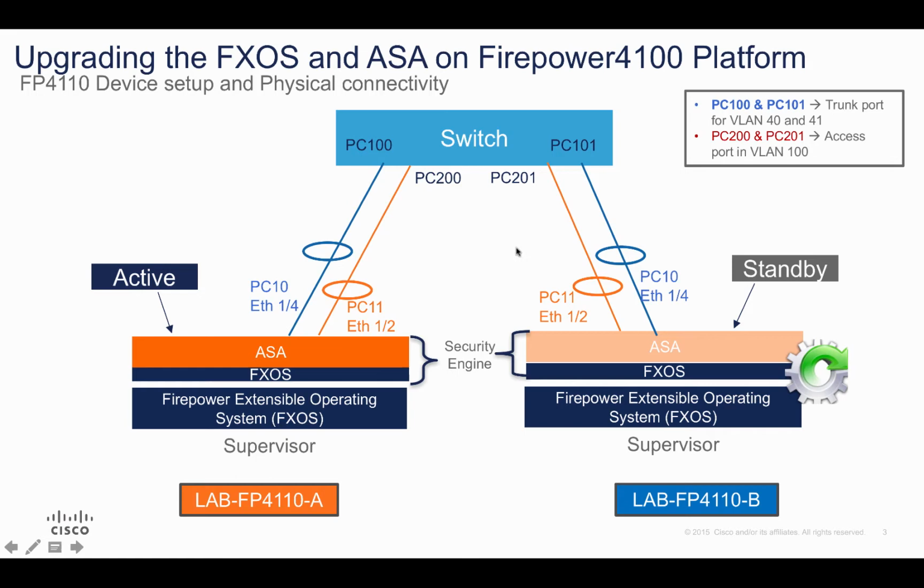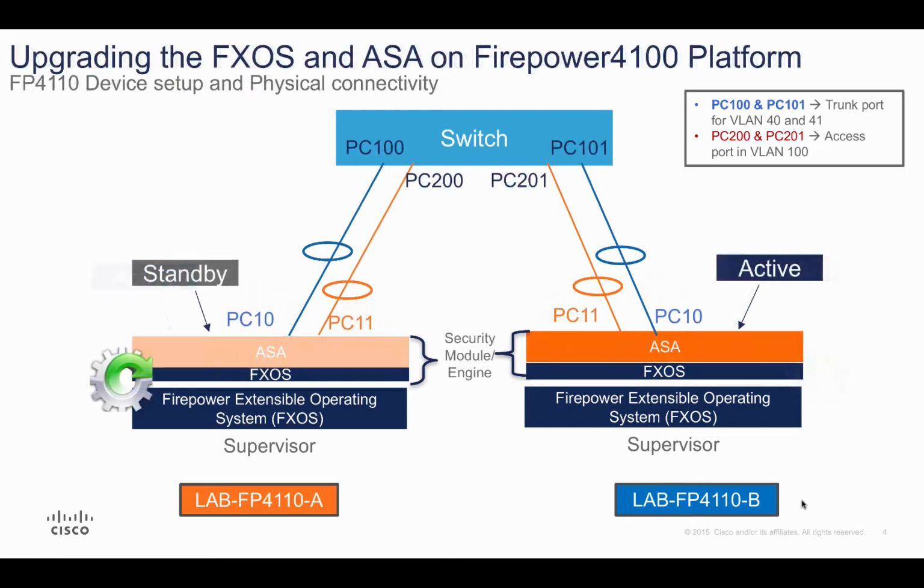So to perform this zero downtime upgrade, we need to first upgrade the FXOS and ASA in the FPR4110 device where the ASA is running in the standby mode. In this case, it's lab-FP4110-B, and then make the ASA in this device active, and then upgrade the standby unit, which is lab-FP4110-A. Now let's get into the demo.